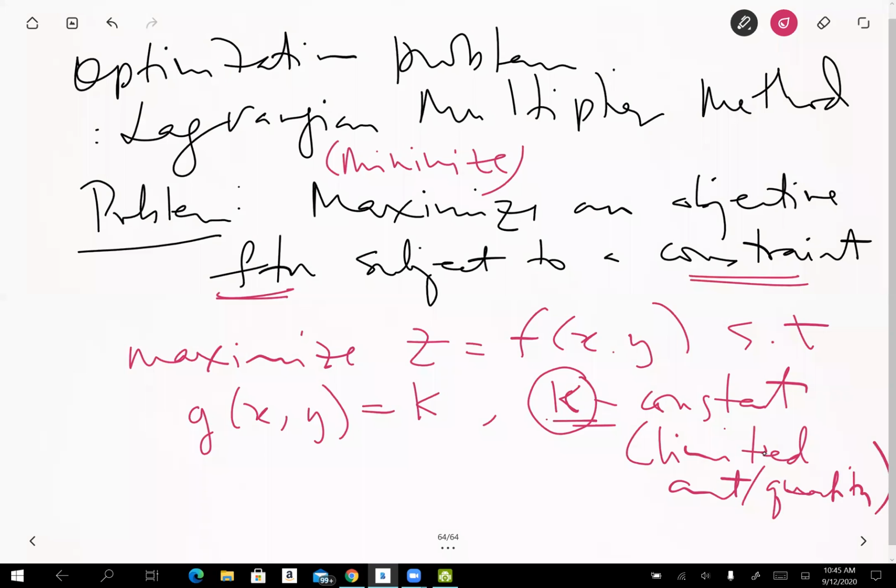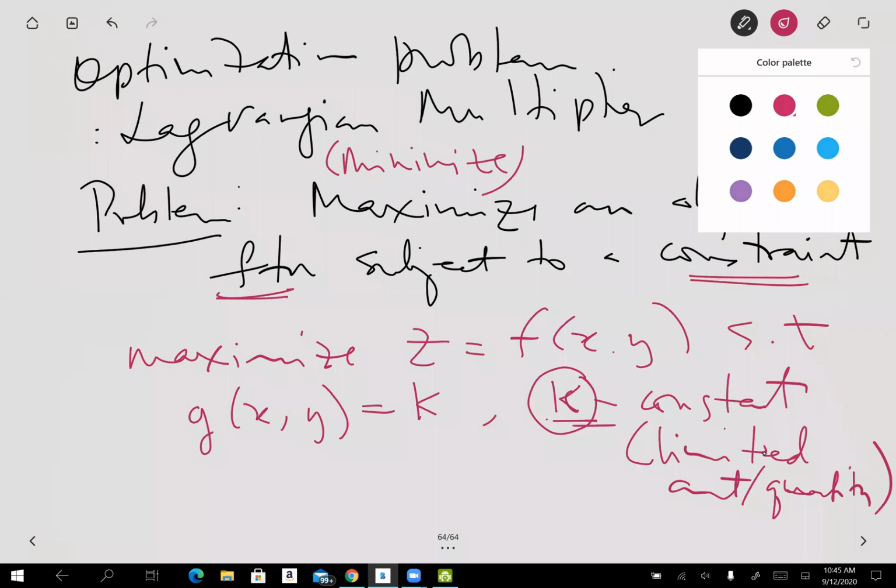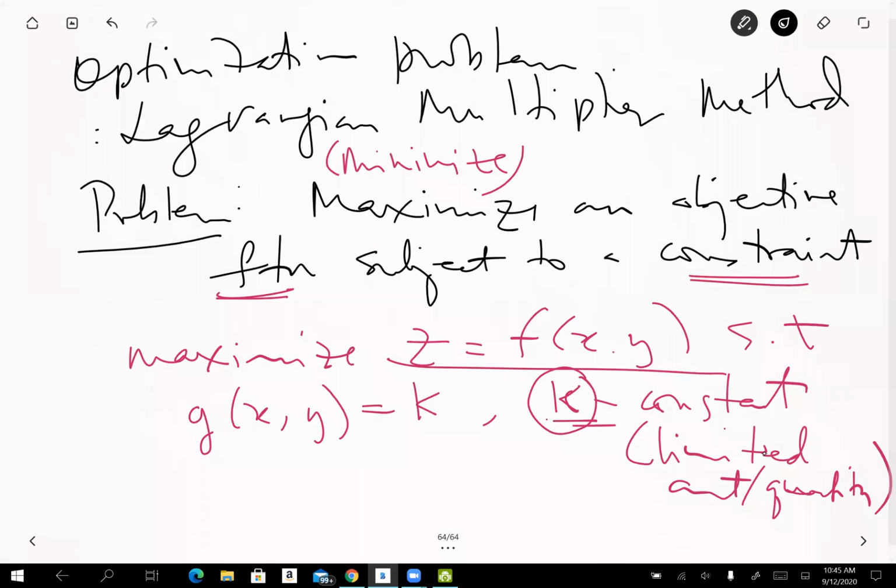So that's constant. So that is the problem. You have the objective, which is z equal to f of x, y, and then we have the constraint g of x, y equal to k. So that is the optimization problem. How do you solve this? Now the method you solve this is by the Lagrangian multiplier method.